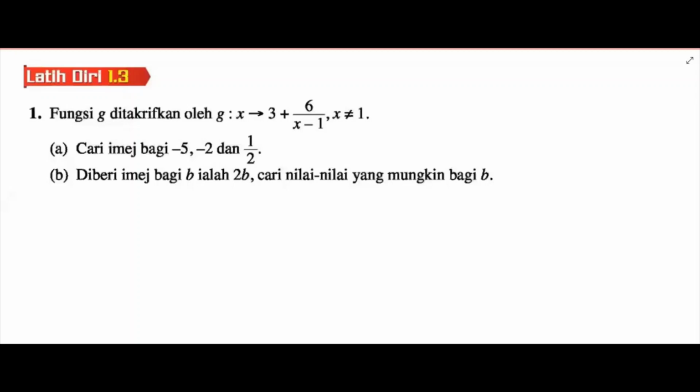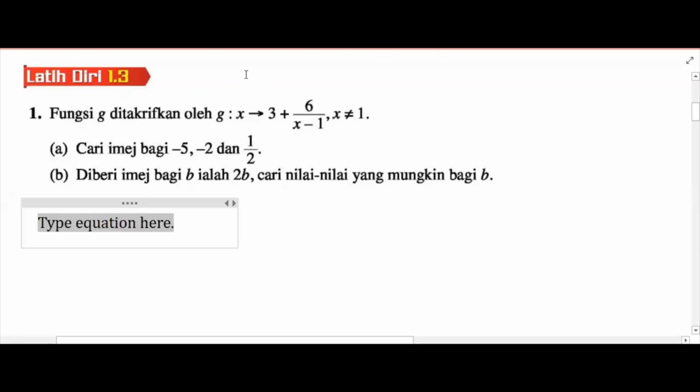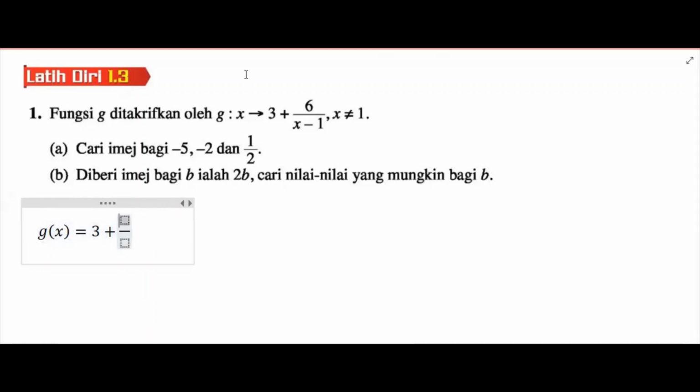For part 1, we already discussed 1.1, 1.2. So now part 2, we are going to discuss 1.3. Hari ini kita bincang untuk 1.3. So let's see here, g(x) is 3 plus 6 per x minus 1. Find the image. Remember, you can change this to an equal sign. So g(x) is equal to 3 plus 6 over x minus 1.